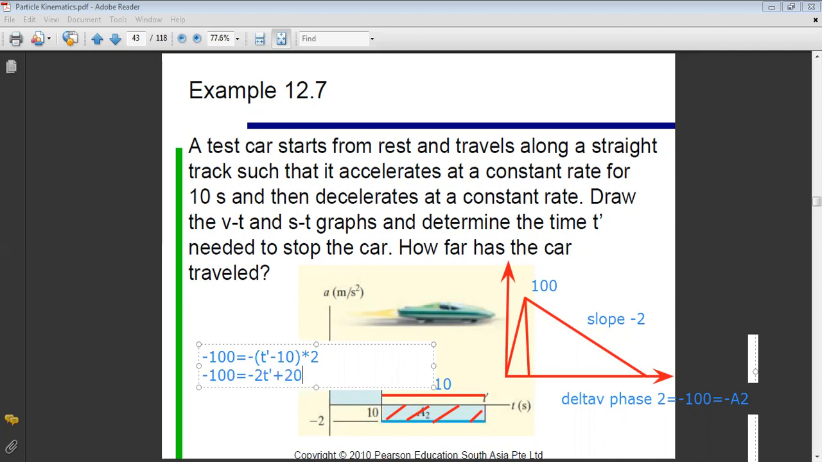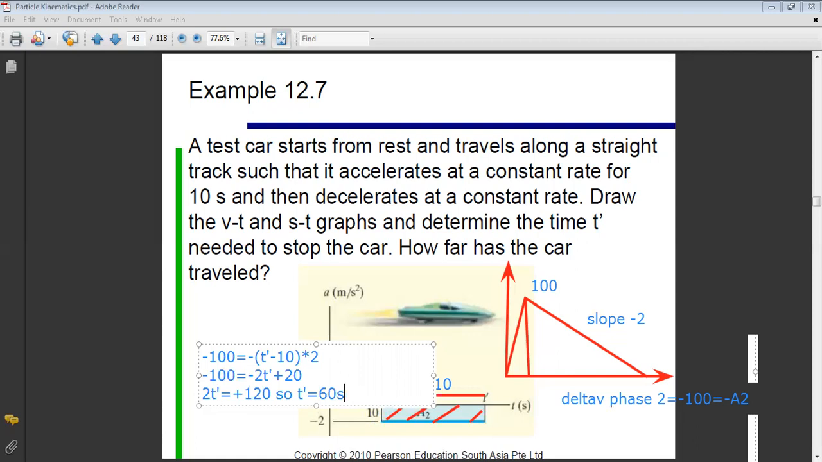Now if I take 2t prime to the other side and 100 to the other side, I get that 2t prime is equal to plus 120. So t prime is equal to 60. So this is the same result I obtained from the first method. Okay, and you can see that sometimes the graphical method is very simple. So here it's very easy to get t prime using the graphical method.